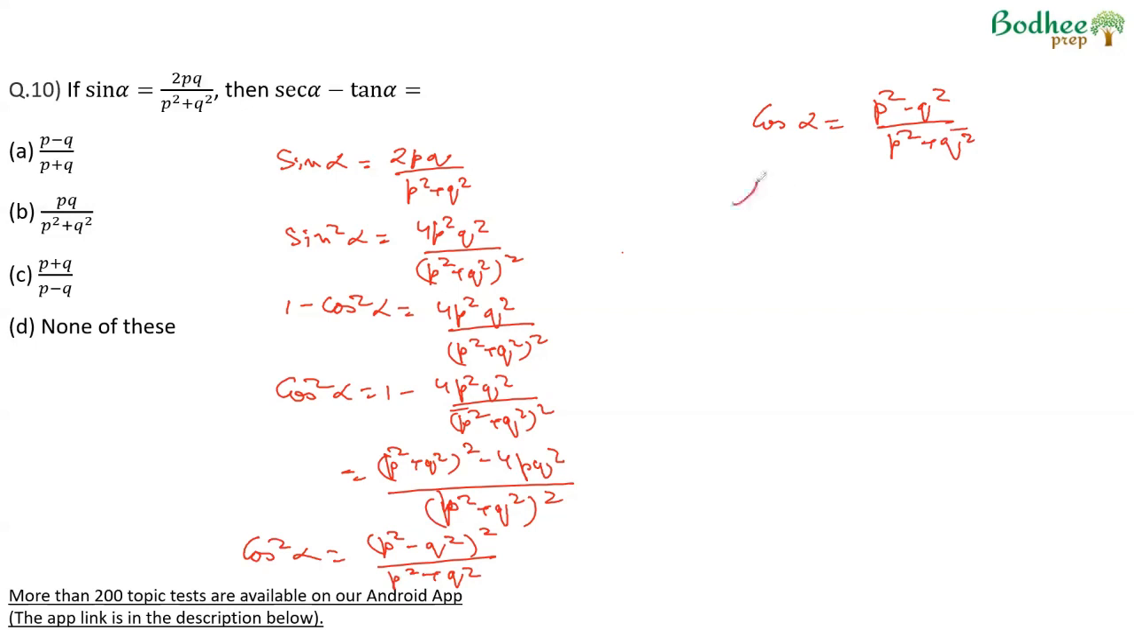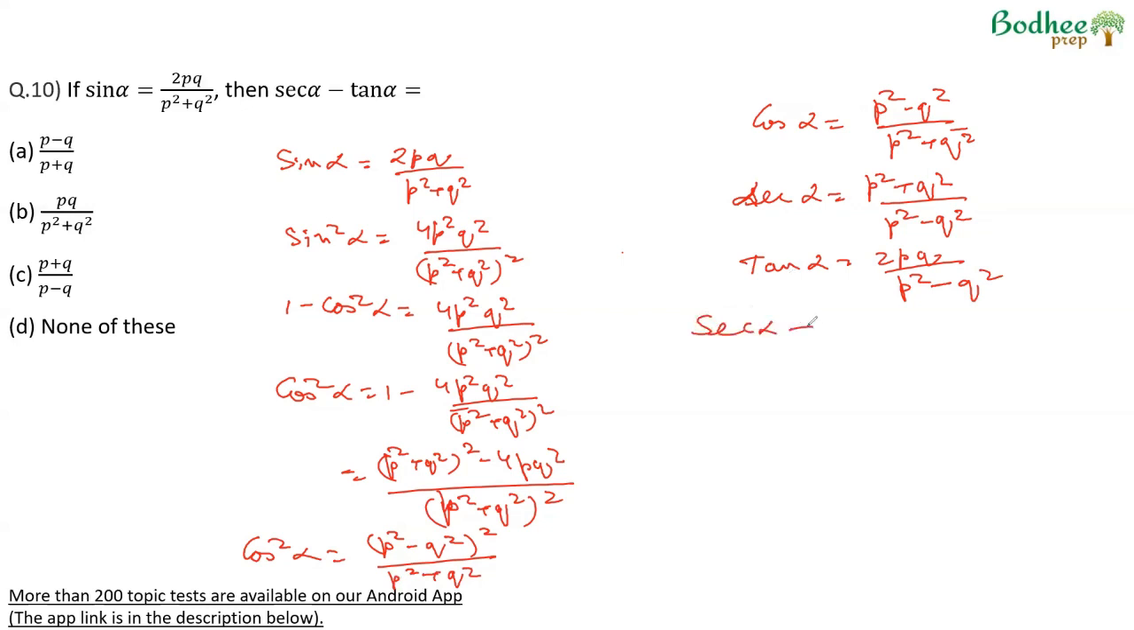Therefore, sec alpha will be the inverse of this, p square plus q square upon p square minus q square, and tan alpha will be sin alpha upon cos alpha. This will come out to 2pq upon p square plus q square divided by p square minus q square upon p square plus q square. So 2pq upon p square minus q square.